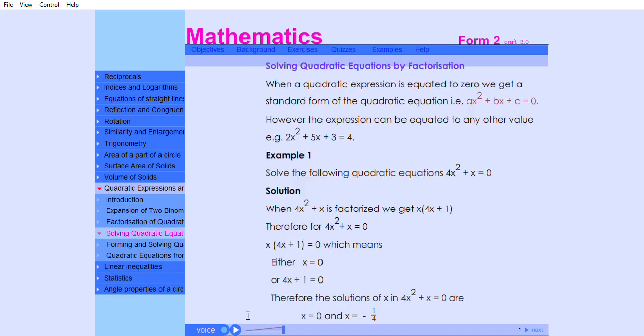Solving quadratic equations using factorization. When a quadratic expression is equated to 0, we get a standard form of the quadratic equation, that is, (ax squared plus bx plus c) is equal to 0. However, the expression can be equated to any other value. For example, 2x squared plus 5x plus 3 is equal to 4.